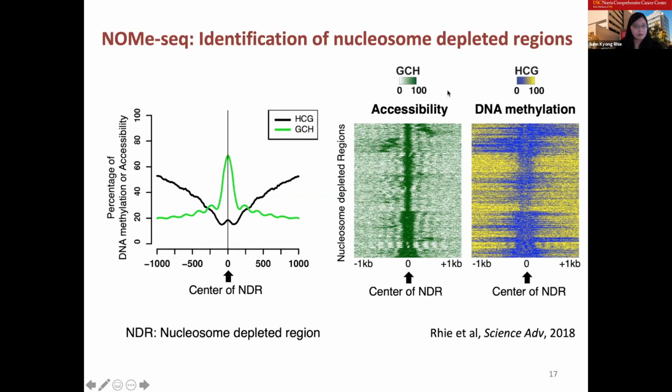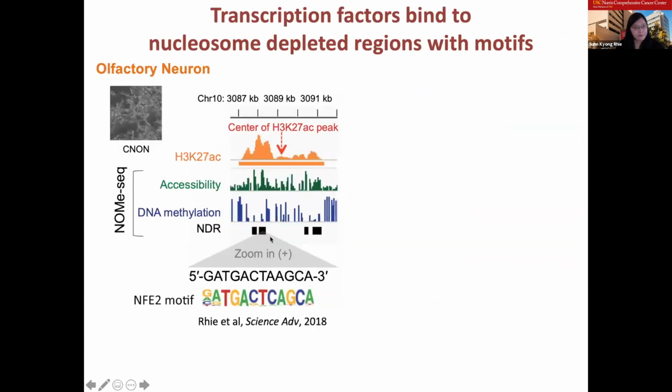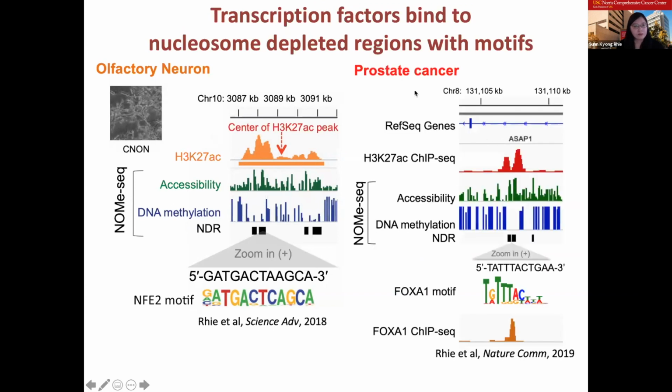After generating these heat maps at all those NDRs, we found that some NDRs tend to have quite wide open regions and some smaller regions. And we realized that enhancers seem to have smaller NDR sites with accessibility and a little less CpG methylation. So we identified those with NOMe-seq, and then we went back to our H3K27 acetylation ChIP-seq data, found the nucleosome depleted regions, and performed motif searches. For olfactory neurons, we found that the transcription factor motif NFE2 is enriched in these olfactory neuron specific enhancers. However, when we performed the same assays in other cell lines, for example prostate cancer cells, we found that a different transcription factor motif is enriched.